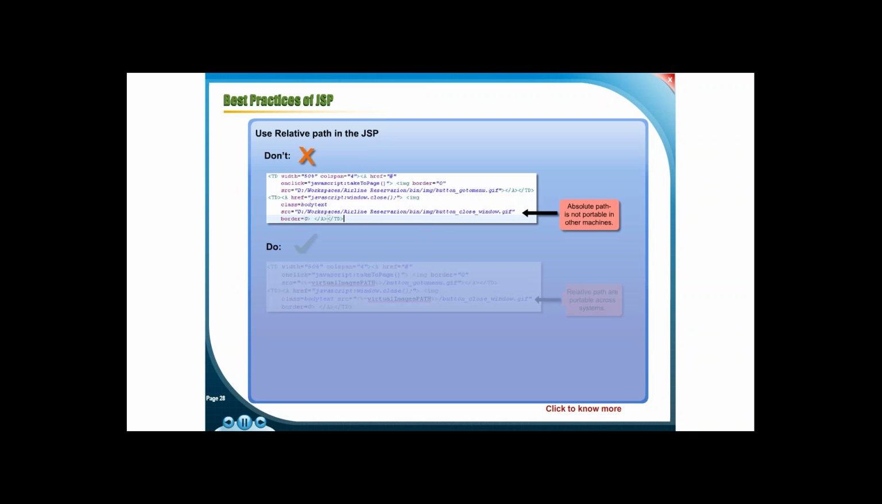Best practices in JSP. Use relative paths in JSP, because an absolute path is not portable to other applications. You can see here there is some source, and you can see your workspace-related path here: workspace, some airline reservation, and some image. Instead, go for using a relative path. You can see here, this kind of thing.